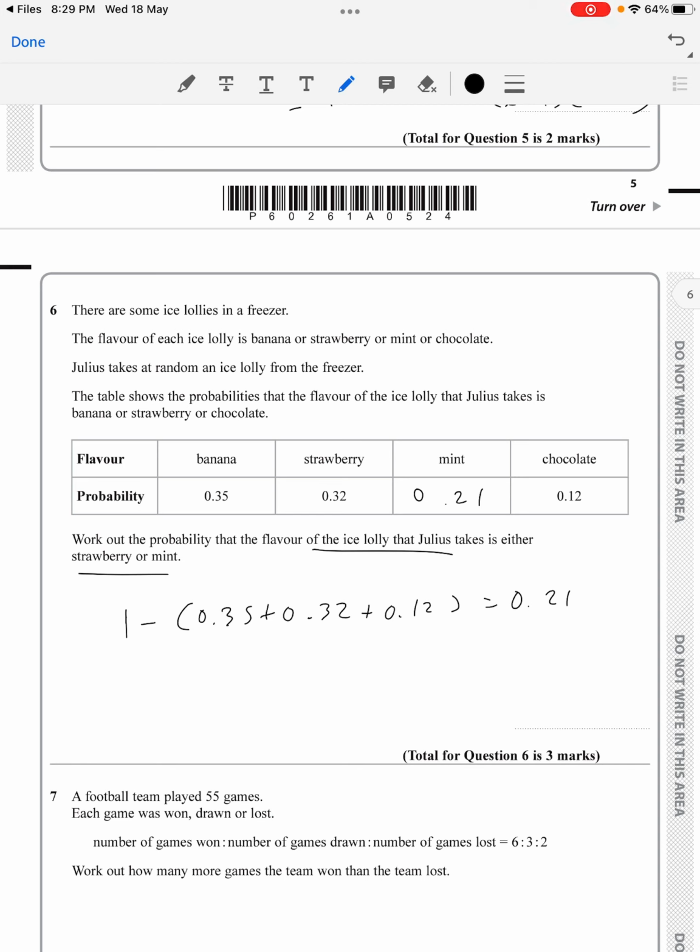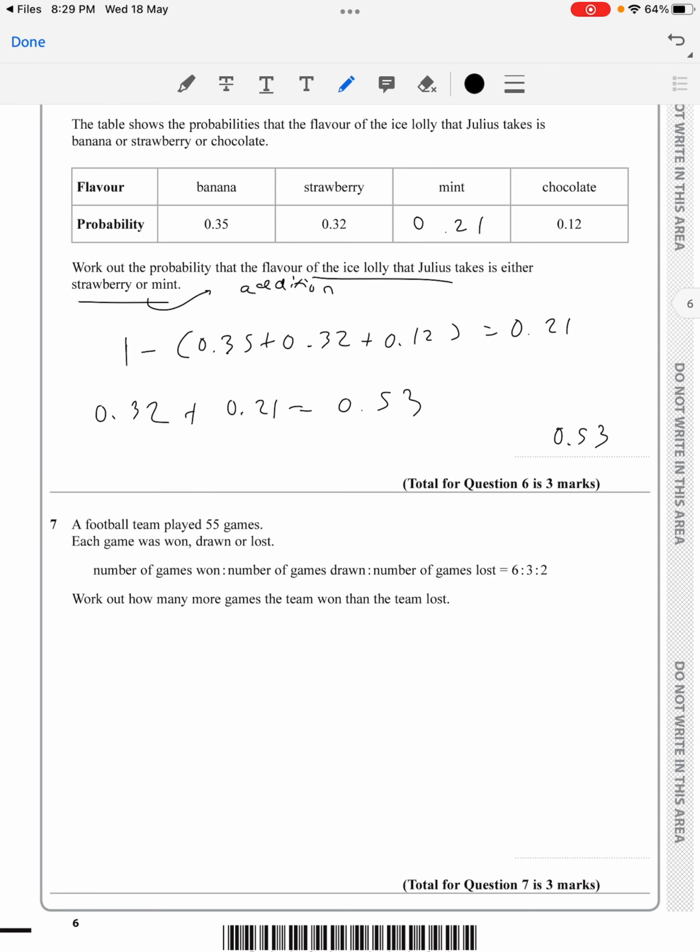They have asked us to find the probability of the ice lolly that Julius takes as either strawberry or mint. Now when they mention or, it means just addition. So you need to find the probability of strawberry and add it to the probability of mint. Now in order to do this, you just need to add both of these values together. You get about 0.53. Alright, you move on to the next question.